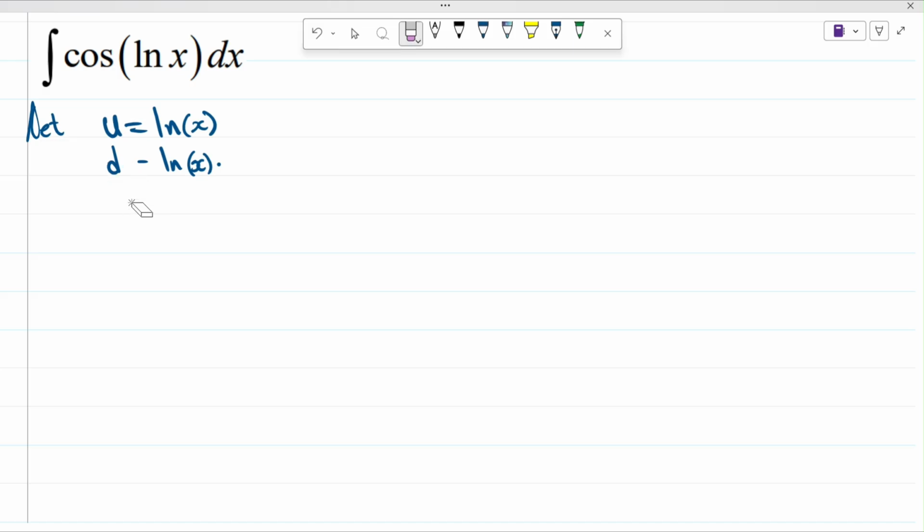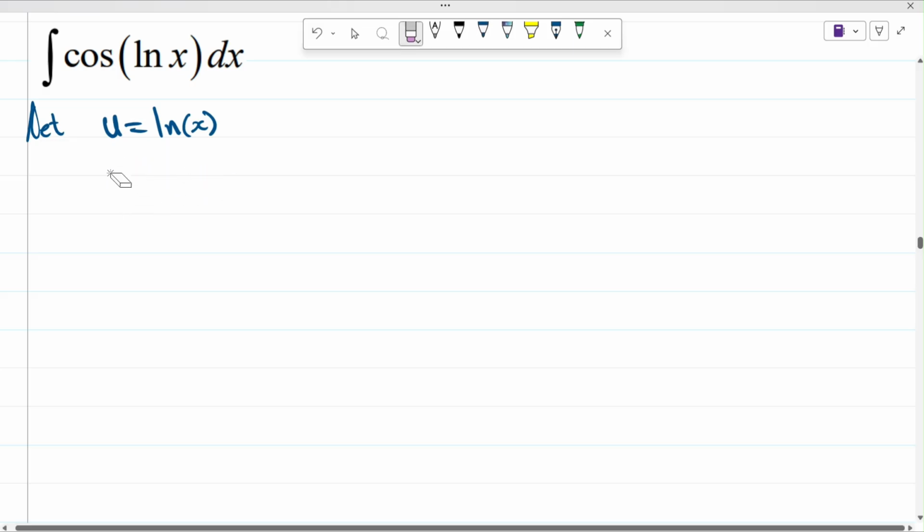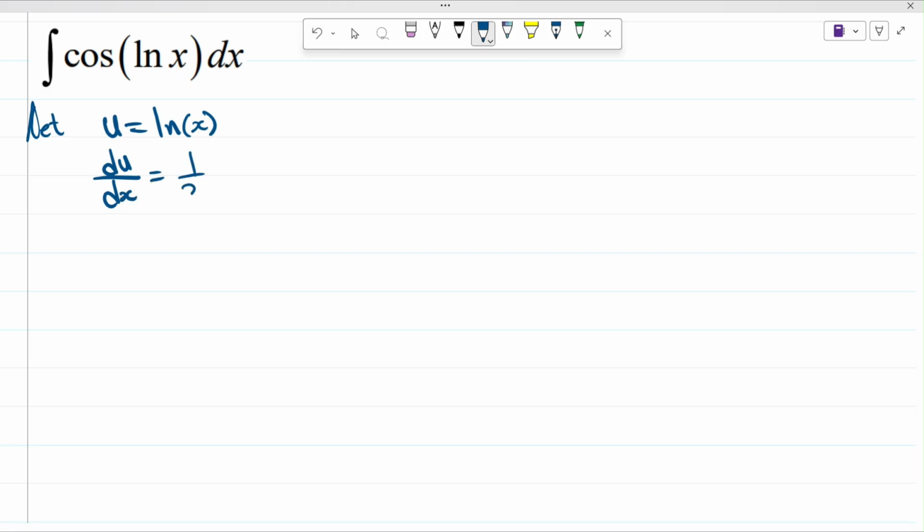Hey, what am I doing, guys? Sorry, now I'm lost. I'm very, very sorry. You know, sometimes math is not nice, guys. So du dx is going to be the derivative of this, which is just 1 over x. And then we solve for x.